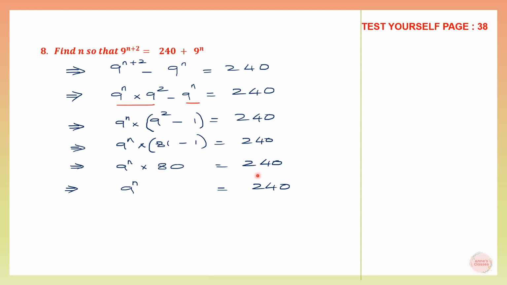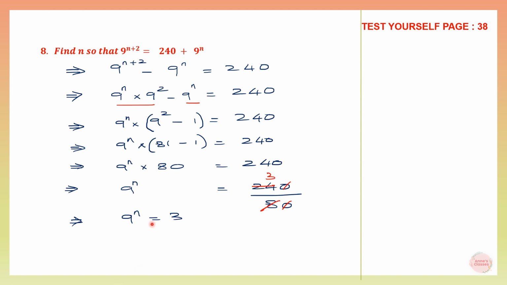So this is multiplication, so when it goes to the other side it becomes division by 80. Now I can cancel first the zeros. Now I can cancel 24 and 8. 8 threes are 24. So now what do I have? I have 9 raised to the power of n is equal to 3, isn't it? 9 raised to the power of n is equal to 3.